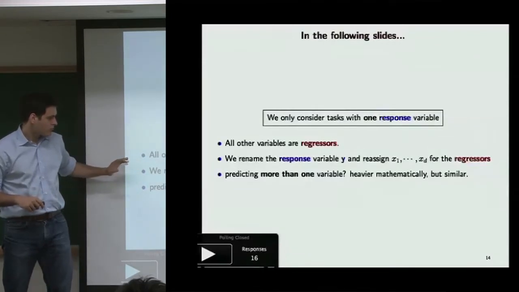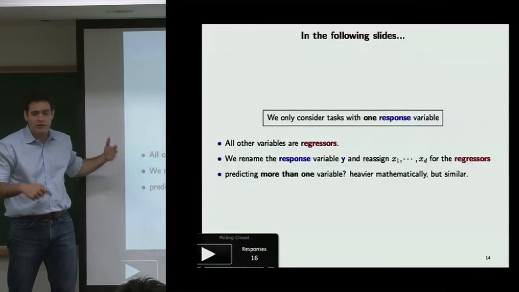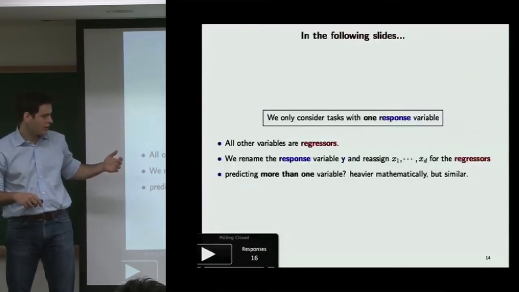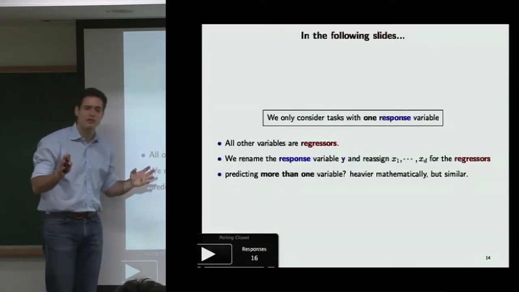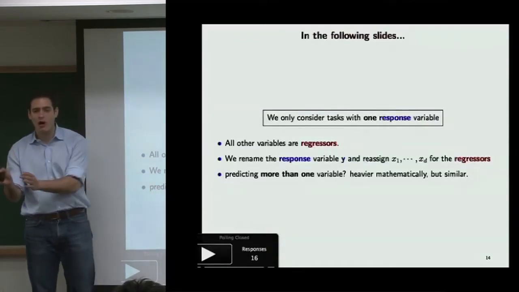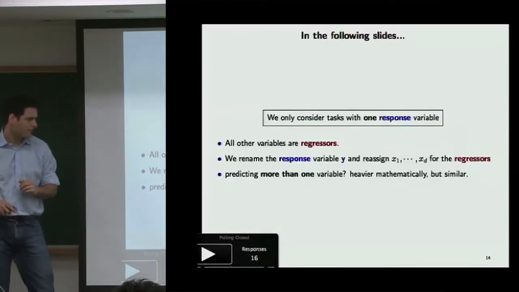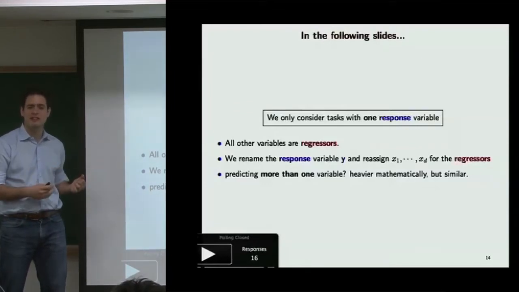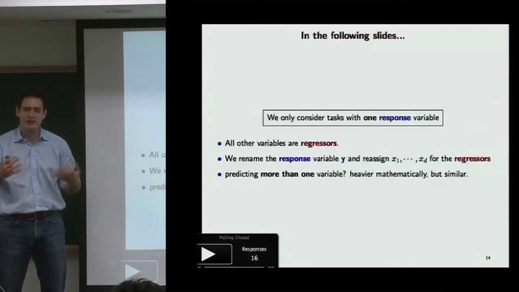And so we will rename the response variable y to follow a very common typology, and then reassign x1 to xd for the regressors. Okay? So now I'm considering that I have d regressors and one response variable that I want to predict. So you might ask, why did I introduce all the rest about d minus k and k and more than one variable, LDL cholesterol and HDL cholesterol, etc., etc.?